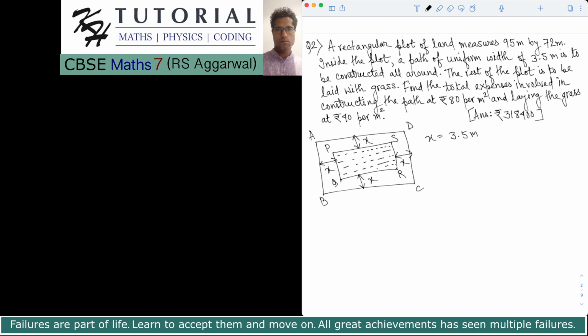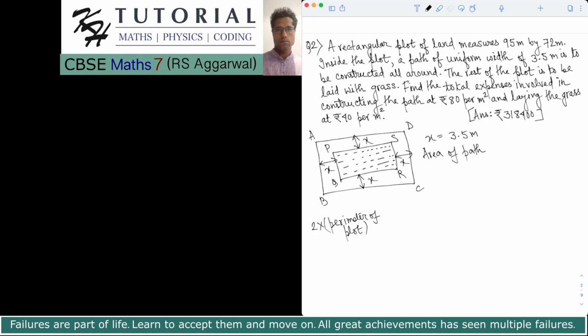Now, what will be the area of the path? Since the path is inside the rectangular plot, there is an easy formula, if you remember, for a path along a rectangular plot inside the plot: 2 multiplied by the perimeter of the plot.